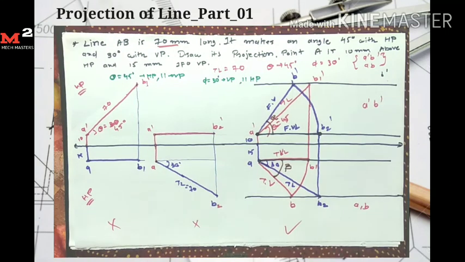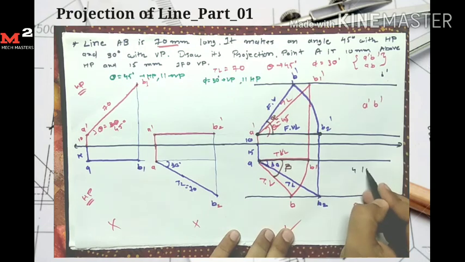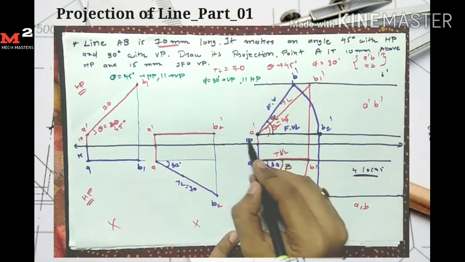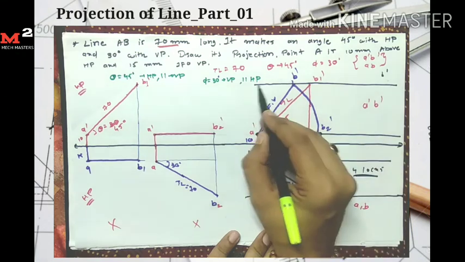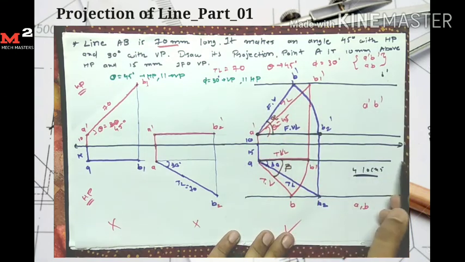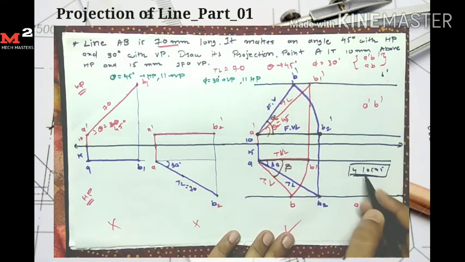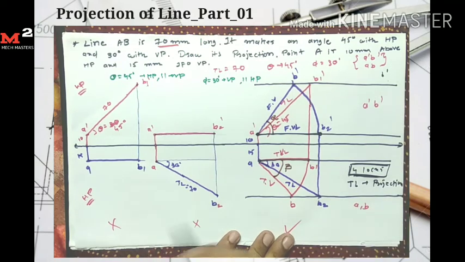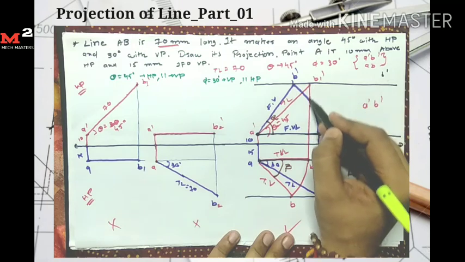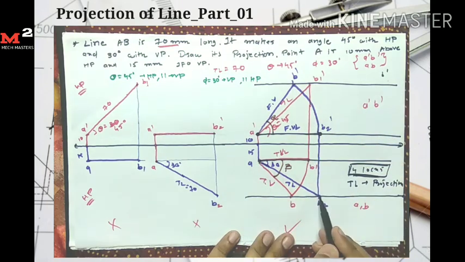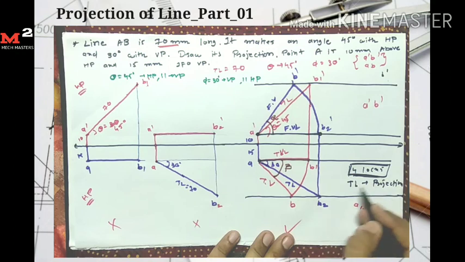For solving any problem of projection of line, first we require to find the four locus. Four locus means the locus of point A dash, locus of B dash, locus of point A, and locus of B. After getting the four locus, I simply draw the projection from the true length. For example, here from the true length I draw the projection. Similarly here from the true length I draw the projection. So from the true length we always draw the projection.